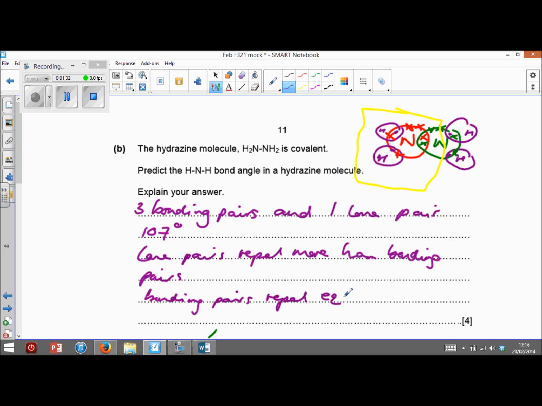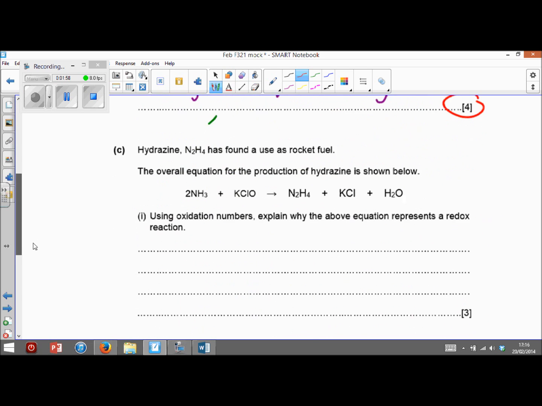Bonding pairs repel equally. Okay. Best thing to do is to draw it out. If you can't see this just by imagining this molecule, draw it out and you can see then. You get a mark for saying that there's 3 bonding pairs and a lone pair, 107 degrees, lone pairs repel more than bonding pairs, and bonding pairs repel equally. Nice, easy 4 marks there.